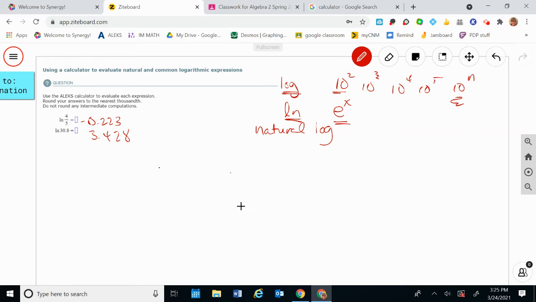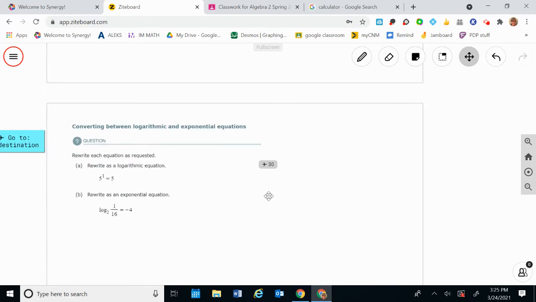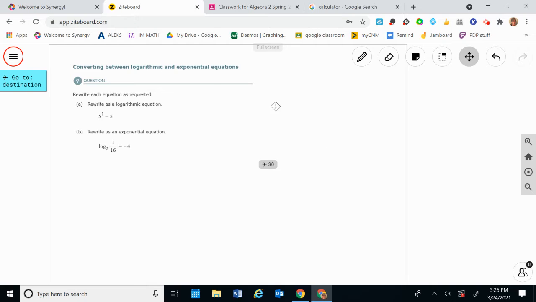All right. So now let's take a look at the next one. Nope, that didn't work. Let's try this. Now you're going to learn about how to convert between logs and exponential equations. So here's what you need to write. Okay, here's what you already understand. Y is equal to b to the x.